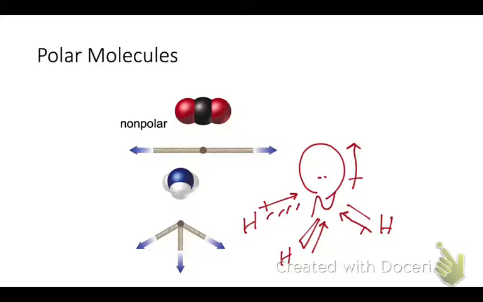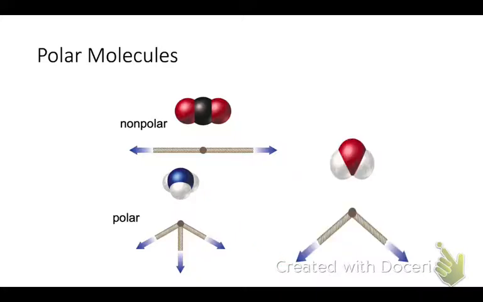Which means that the north side of the molecule is high density of electrons, which will leave the hydrogen end of it very poor in electrons. So that makes a polar molecule. Same thing here for water.